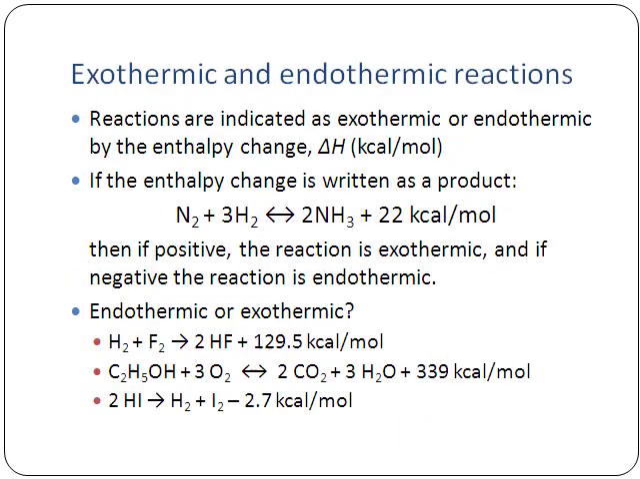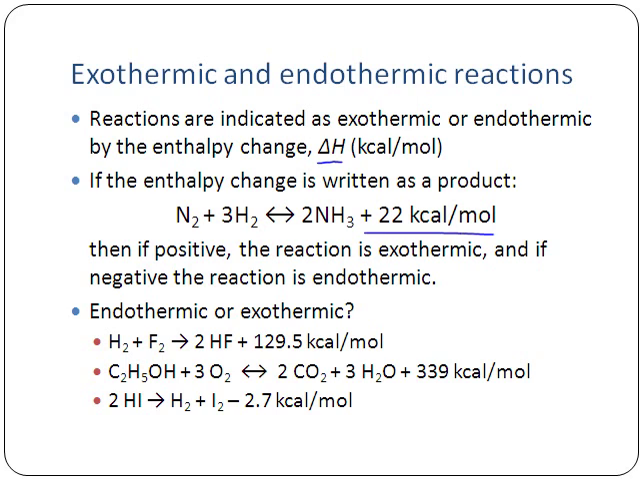All right. So let's look at exothermic and endothermic reactions with respect to this. Reactions are indicated as being exothermic or endothermic when you write out the chemical formula by what's called the enthalpy change. The enthalpy change symbol is delta H. Delta, of course, means change. H is your enthalpy. So the enthalpy change is delta H. Its units are going to be kilocalories per mole. And so if you had 1 mole of a substance, it's telling you how many kilocalories of energy are going to be released or consumed during this reaction.